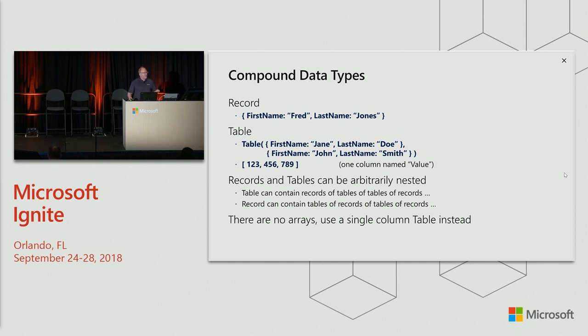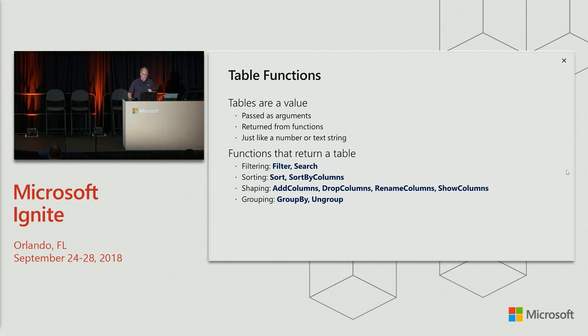There are no arrays. If you want an array, you can do a single column table. We have facilities for making that easier than you would normally find. And then there are table functions. Tables are a value. They are something you pass around. It's something you take as an argument and something you get as an output. And we use this particularly for filtering, sorting, and shaping a table before we take it from a data source and move it into a control like a data table or a gallery.